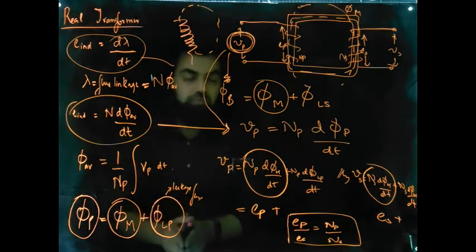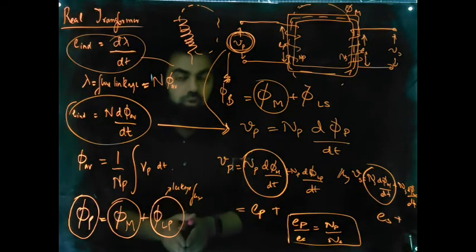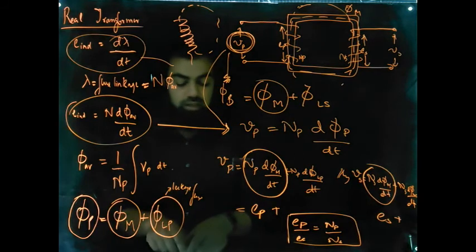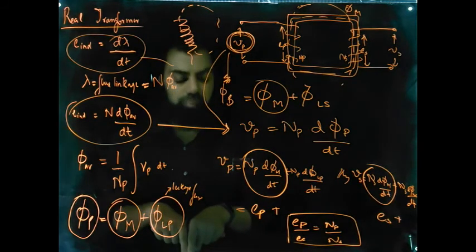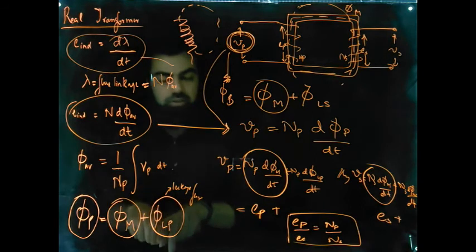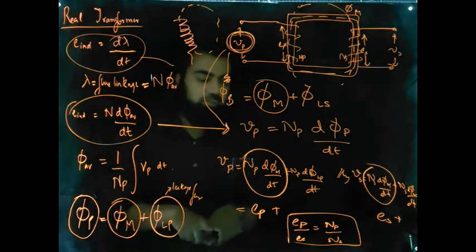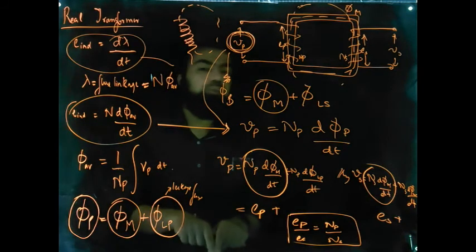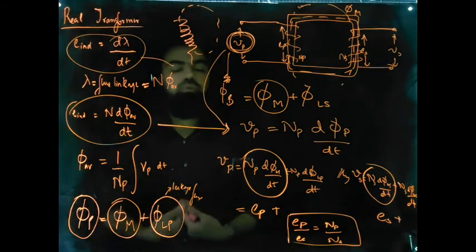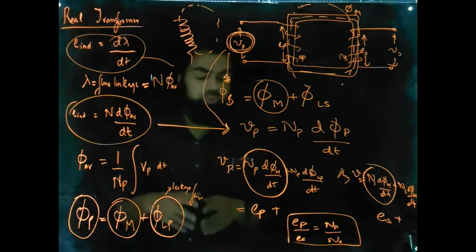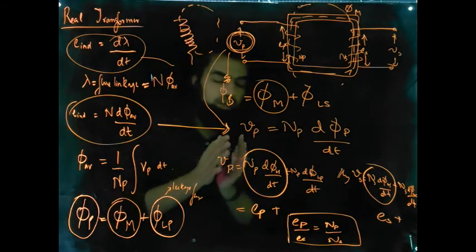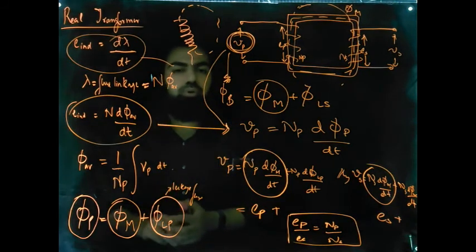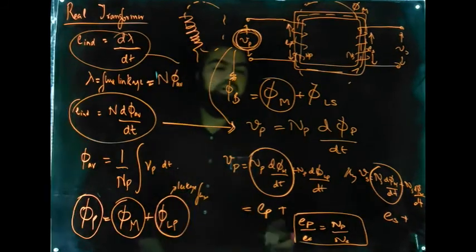It produces flux phi p. Although this phi p is not basically linking the primary and the secondary winding, only some portion of phi p is linking the primary and the secondary winding, and that portion is equal to phi m, the mutual flux, because of which the mutual inductance component between these two windings is responsible for production of voltage. What happens in a real transformer?